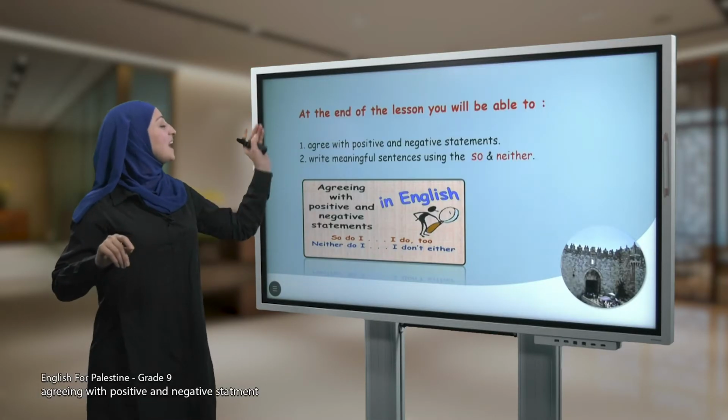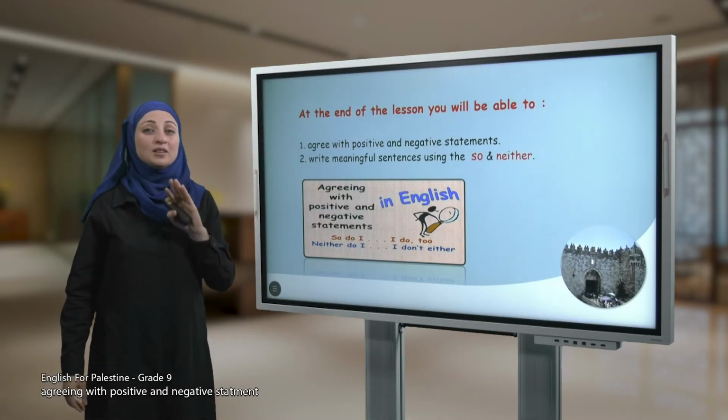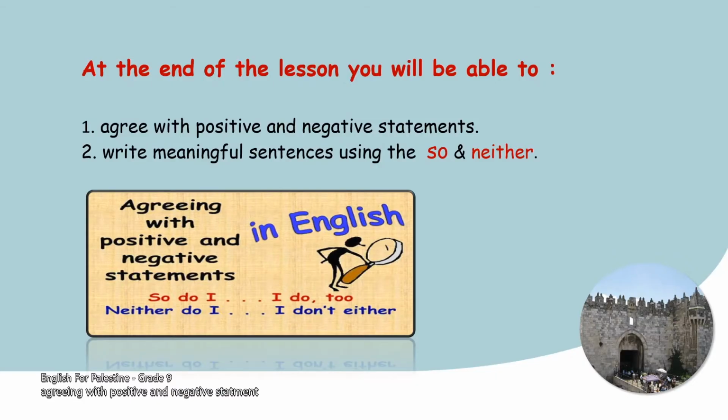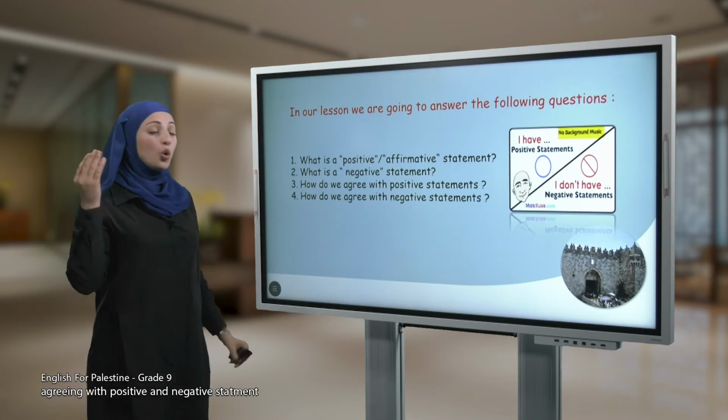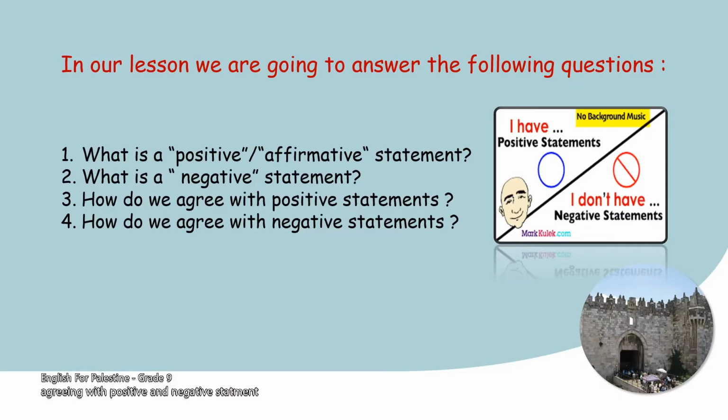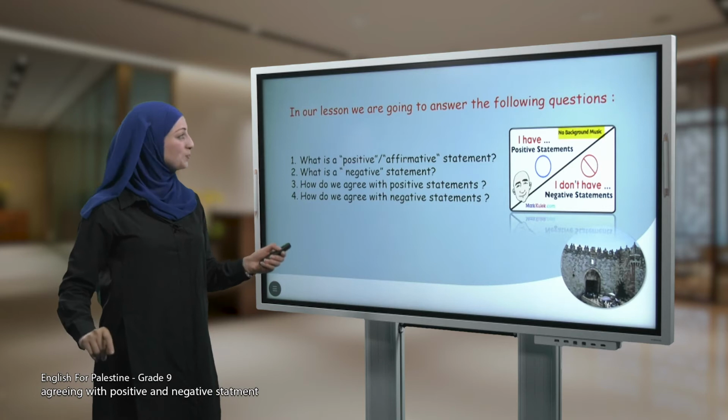Let's start. At the end of this lesson, you will be able to, number 1, agree with positive and negative statements. Number 2, write meaningful sentences using so, too, and neither. We have questions in our lesson. The first question, what is a positive or affirmative statement? Number 2, what is a negative statement? Number 3, how do we agree with positive statements? And number 4, how do we agree with negative statements? Let's start with our first question.